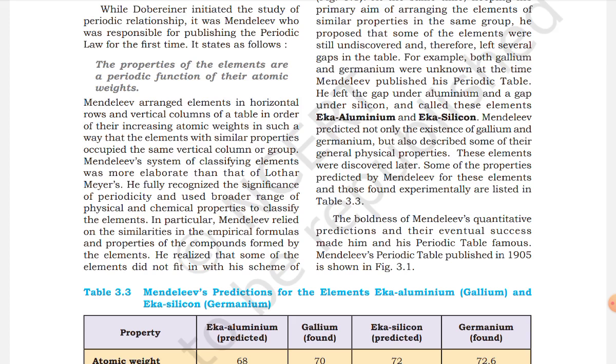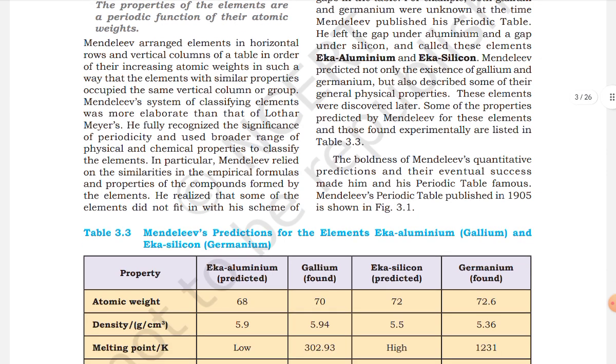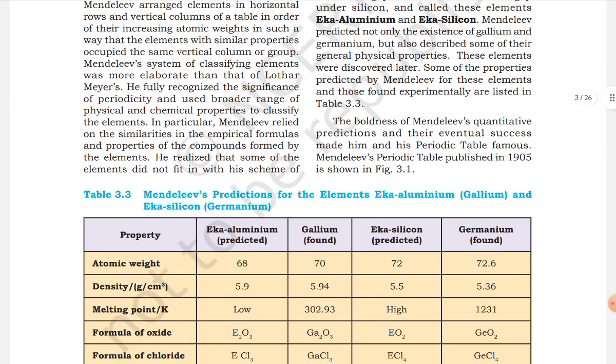Some of the properties predicted by Mendeleev for these elements and those found experimentally are listed in table 3.3. The boldness of Mendeleev's quantitative predictions and their eventual success made him and his periodic table famous. Mendeleev's periodic table, published in 1905, is shown in figure 3.1.